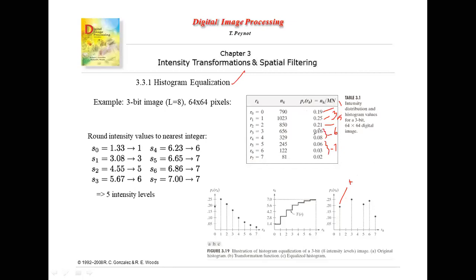That means first there will be 790 pixels of intensity 1, 1023 pixels of intensity 2, 850 pixels of intensity 5. Then 656 plus 329 pixels of intensity 6. And then all the remaining pixels will have intensity 7. Remember that. That will give us the equalized histogram.